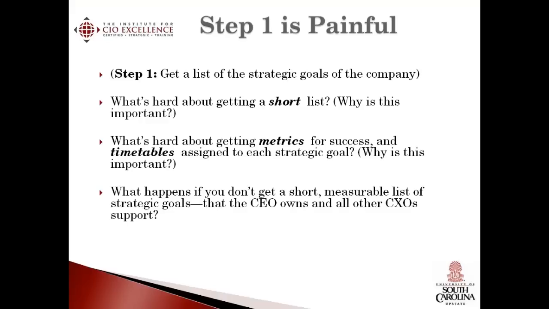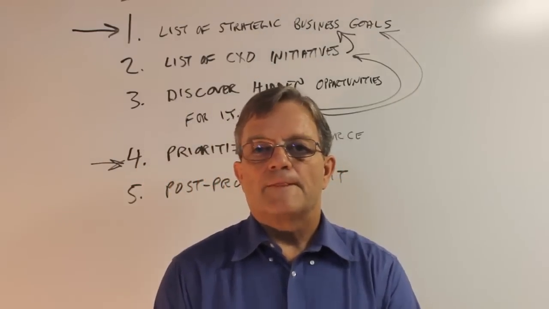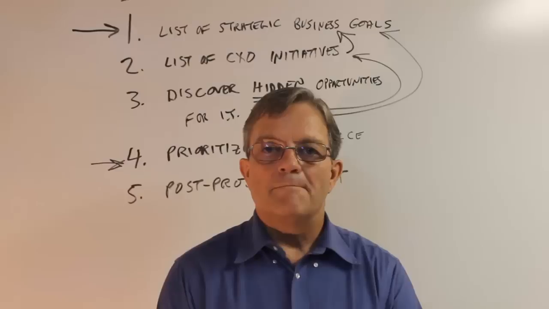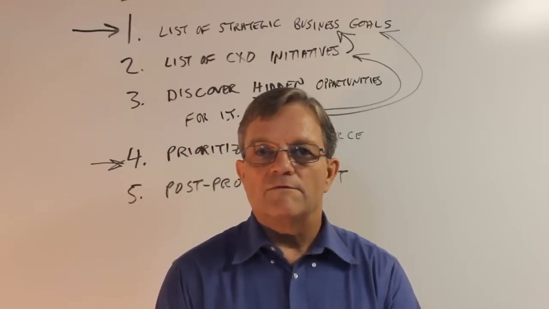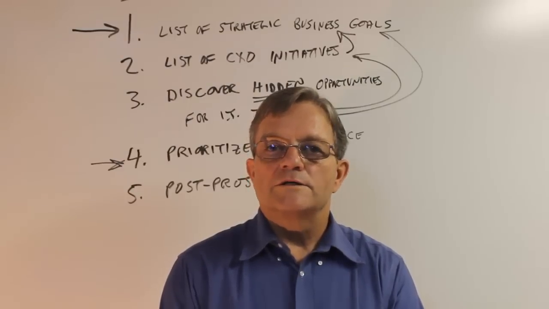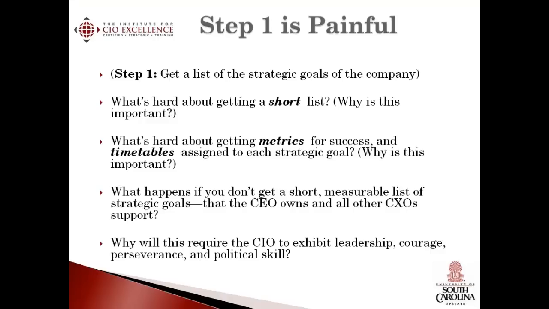Now, what happens if you don't get a short, measurable list of strategic goals that the CEO owns and the other CXOs support? It's just real hard to do IT alignment. IT alignment is a process that you use to maximize impact of the goals on that list. If you don't have goals on the list, it's like entering an archery contest where nobody puts any targets out. It doesn't make sense.